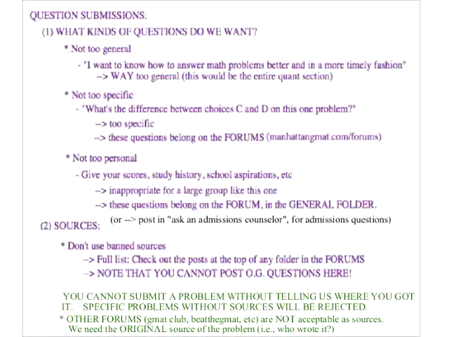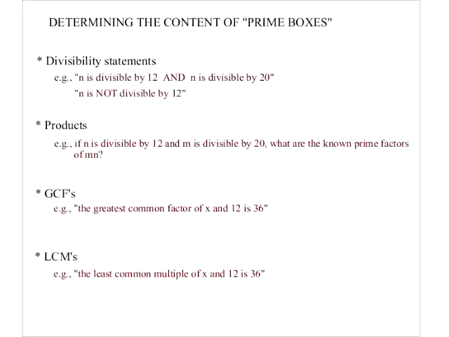Okay, let's go on to the actual material of the study hall. So the first topic for today is going to be determining content of prime boxes.